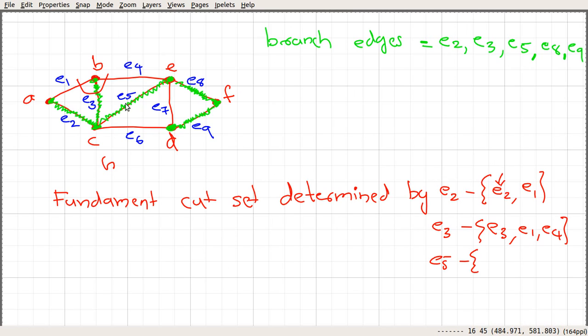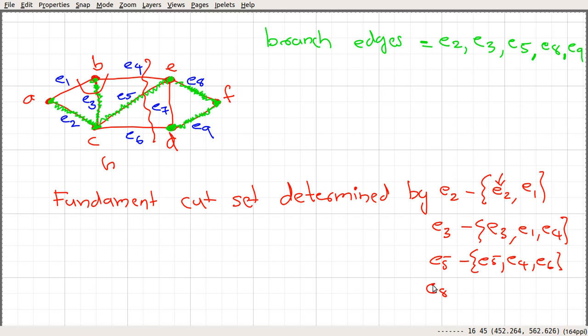So E5, okay, we can consider this one, right? E5, E4, E6. Okay, this set is a cut set and it contains exactly one branch edge, in this case E5.